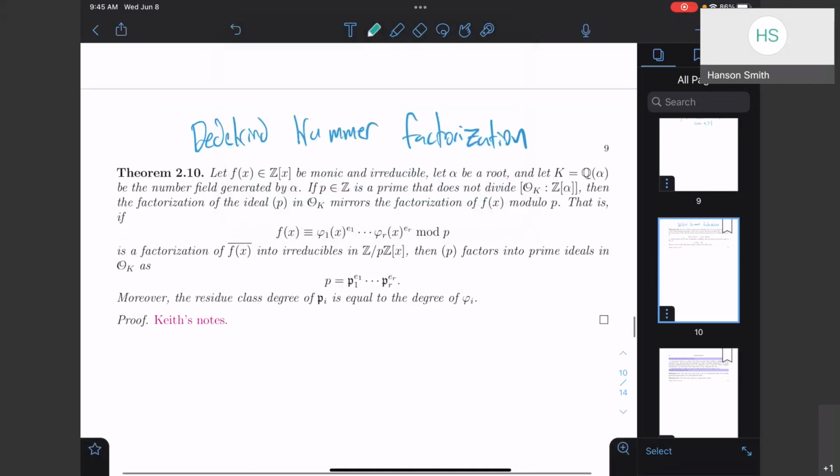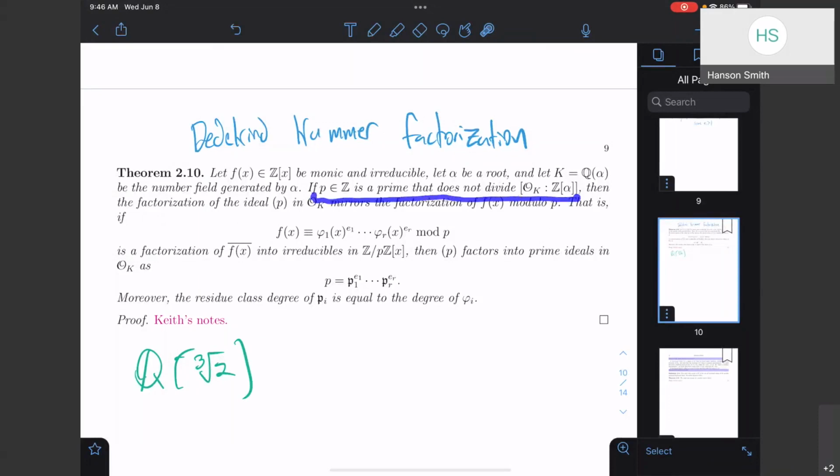We'll go with our old friend Q adjoined the cube root of 2. Okay, so that's my number field, and I want to know how primes factor here. There's this really, really, really important hypothesis that if P is a prime that does not divide the index of O_K in Z adjoined alpha.